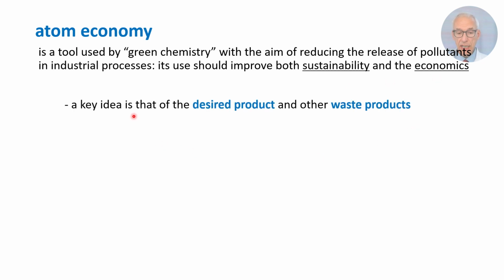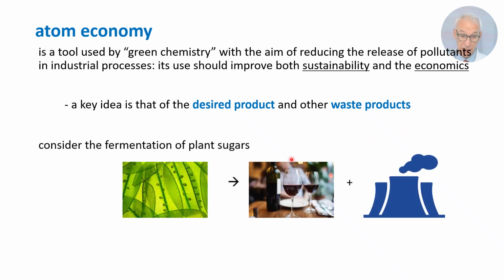Now, a key idea in the analysis is that of the desired product versus other waste products. Let's look at an example, the fermentation of plant sugars to make alcoholic drinks such as wine. Well, the wines are the desired product. Anything else made is a waste product.